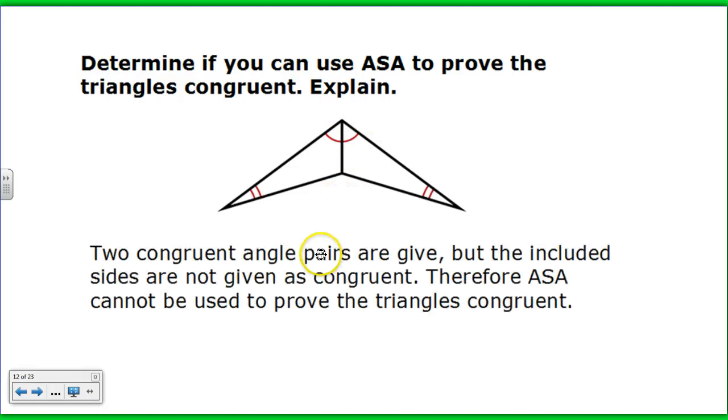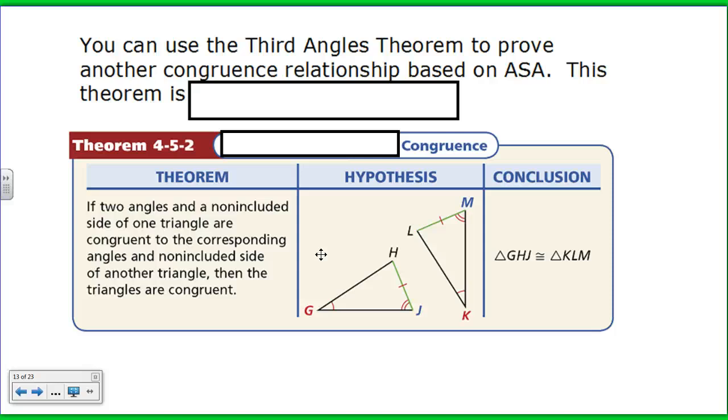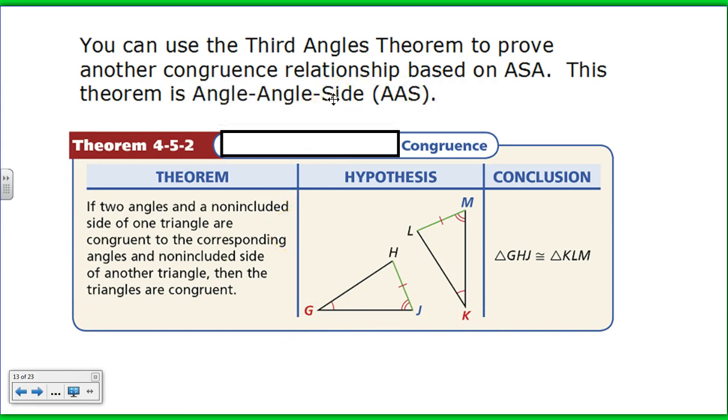So this is not ASA. We can't prove it to be congruent by ASA. We can use the third angles theorem to prove another congruence relationship based on ASA. And this theorem is called angle, angle, side. Okay, so notice that the side in this theorem is not the included side, a side that both of these angles share.